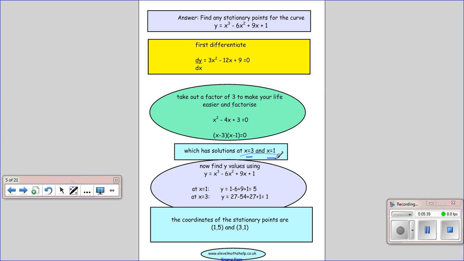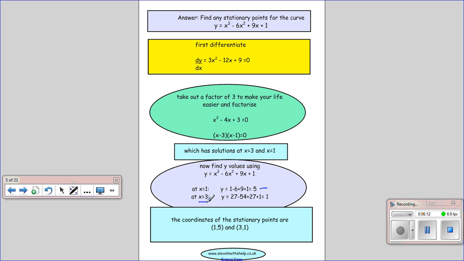But we must remember, we have to find the y coordinate. We do this by putting our x coordinates back into our original equation of our curve. So we're going to put them back in here. We're going to do x equals 1 first. It doesn't matter which way round. We can see that 1 cubed minus 6 times 1 squared plus 9 times 1 plus 1 equals 5. That's the answer on that one.